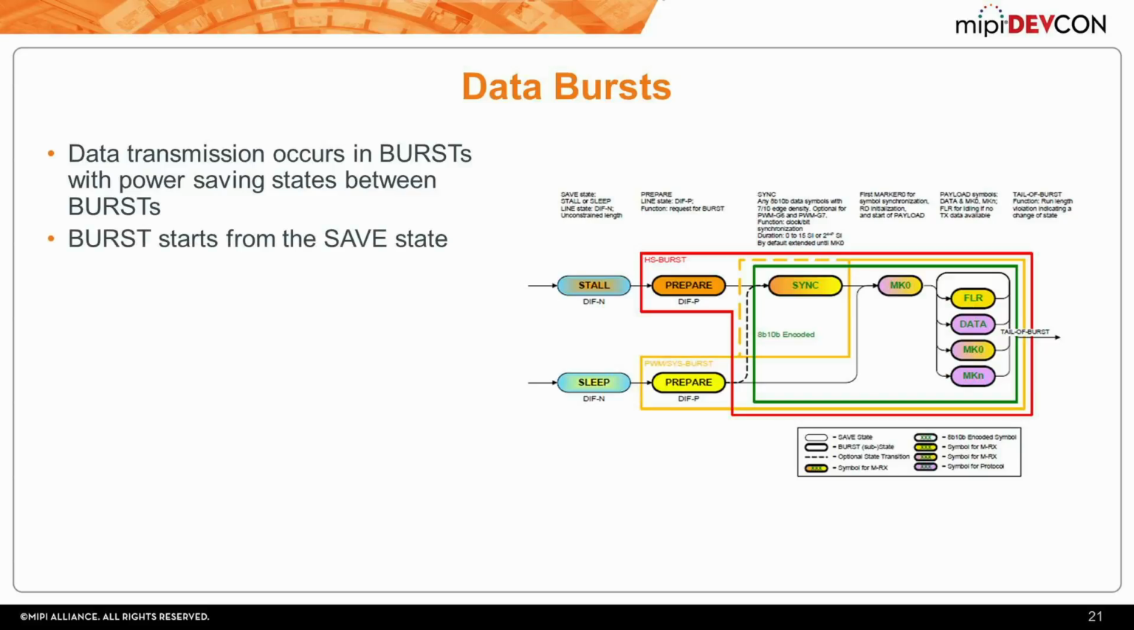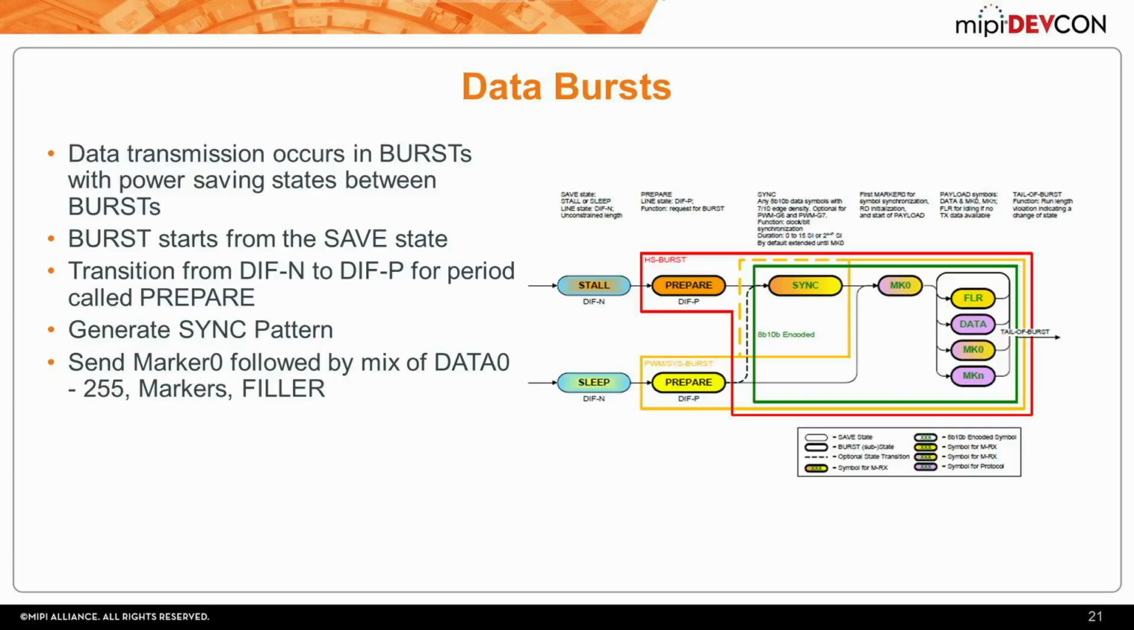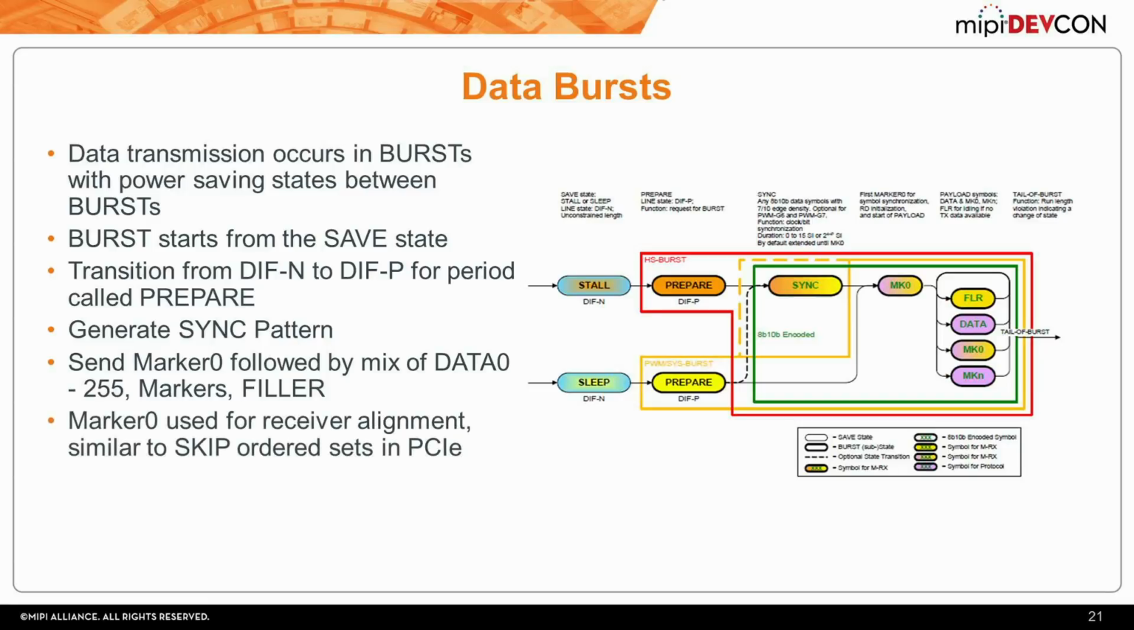So the burst state starts from save, whether it's low speed or high speed, transitions from diff N to diff P, going through this period of prepare, generates then a sync pattern so the receiver can lock onto the signal. It sends marker 0 here, which is followed by the data and also could be fillers. So the marker 0 is used for the receiver alignment. It's going to be K symbols in the 8B, 10B symbols, kind of like skip ordered sets are in PCI Express. And then you end with this tail of burst symbol.